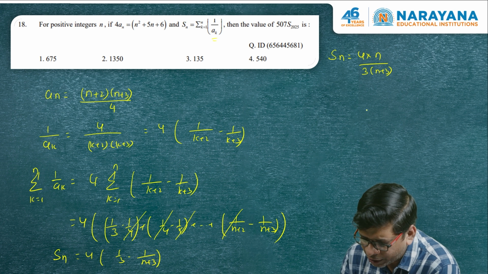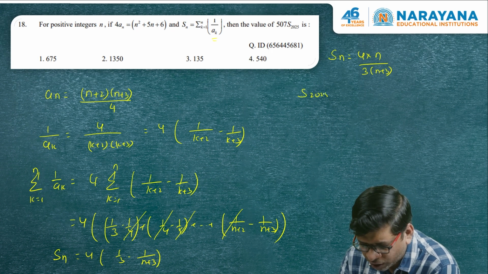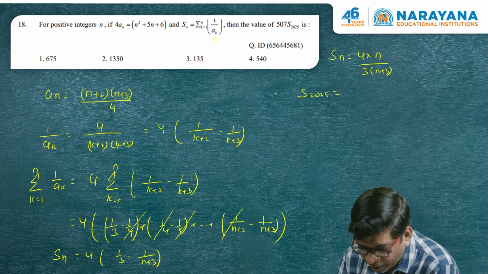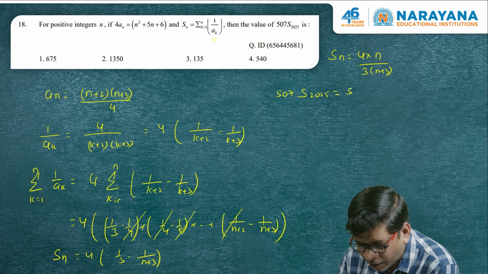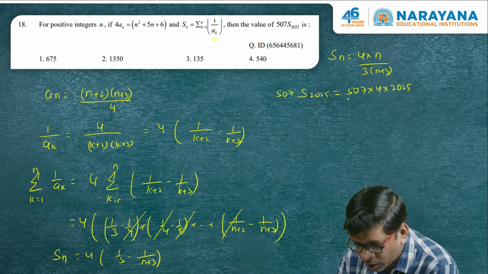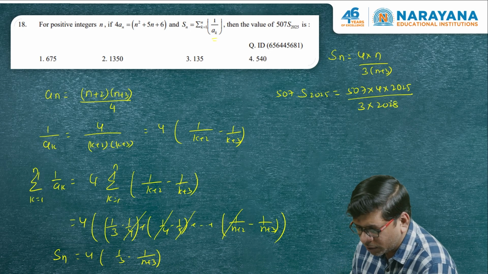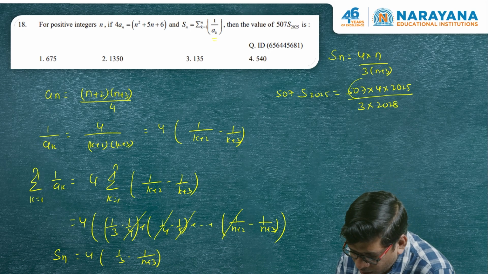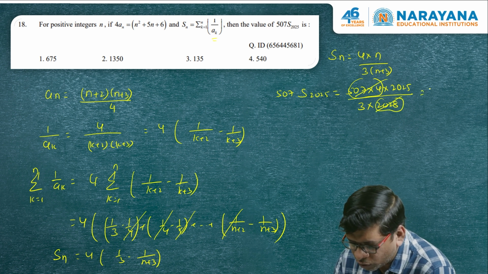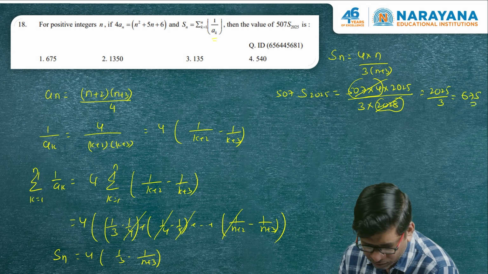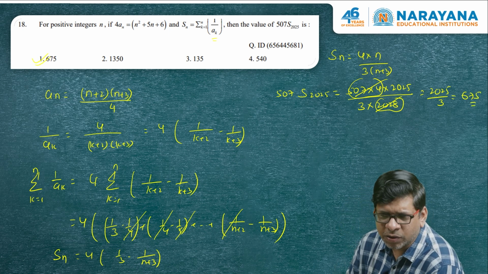You want S2025. So put n equals to 2025 and multiply with 507 also. So let us multiply also with 507. 2025 divided by 3 into 2028. Now 507 multiply with 4 is 2028. So these two get cancelled. So we get 2025 by 3, which is 675. So A is the correct answer for this question.